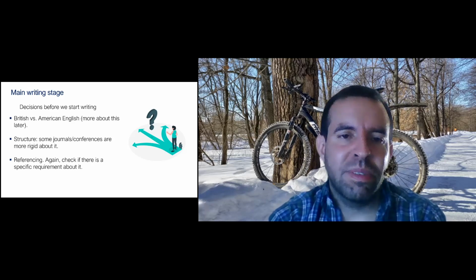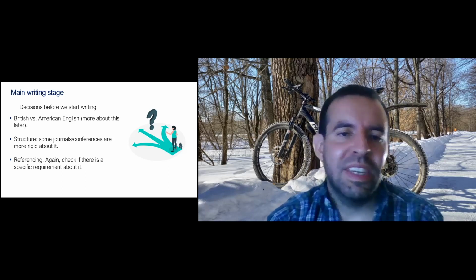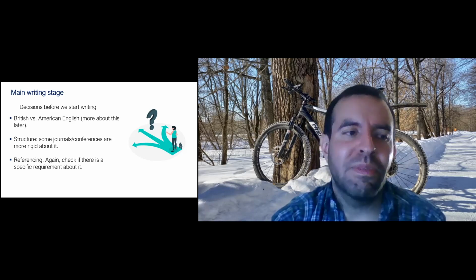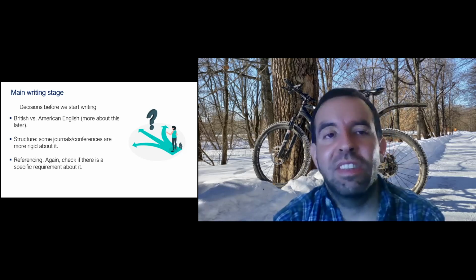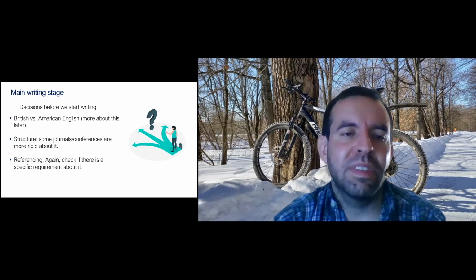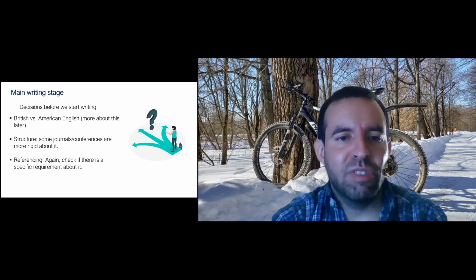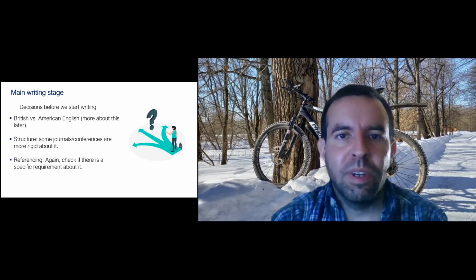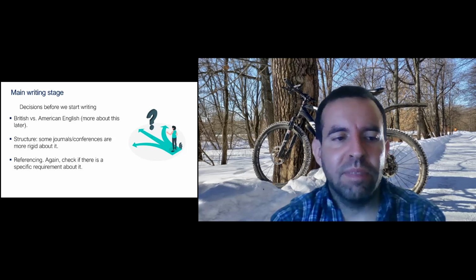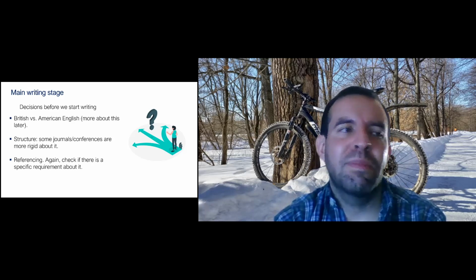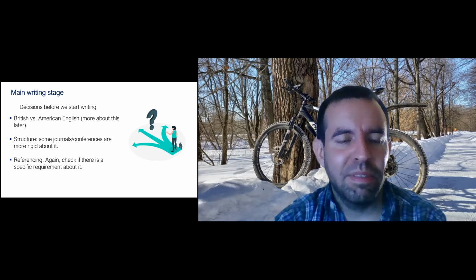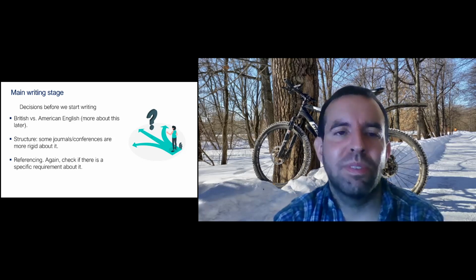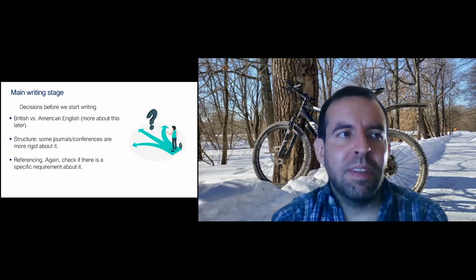About the structure, some journals have a specific structure, and even some conferences, when you send an extended abstract or a short paper, are also rigid about the structure. For example, like I mentioned before, in econ, at least in most of the top journals, in the introduction you should put all the main information of the paper, including a sort of literature review.